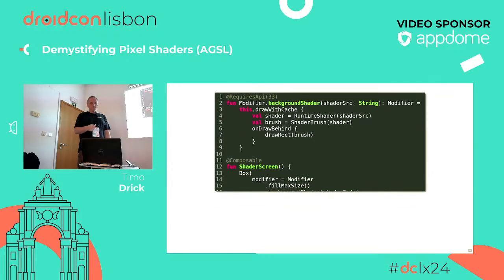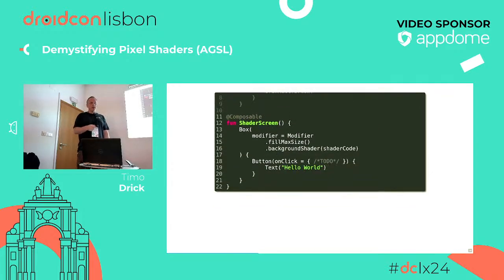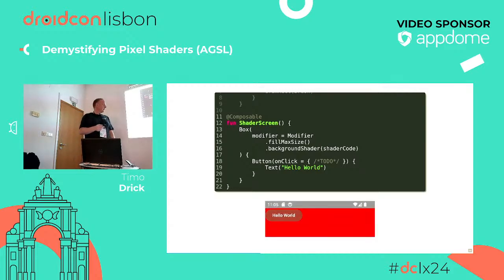And here's the code again. When you want to integrate it in a composable, like your screen, you can create, for example, a Box and add this background shader modifier here. Then the output would look like this. Still a little bit boring, it's just a red background now. But we are now able to change the shader.